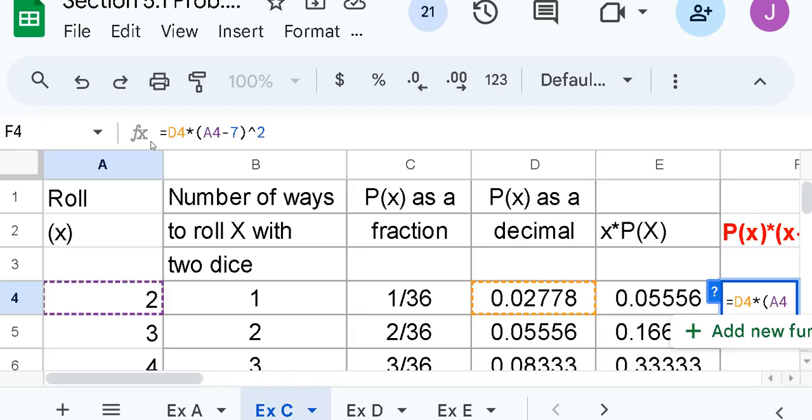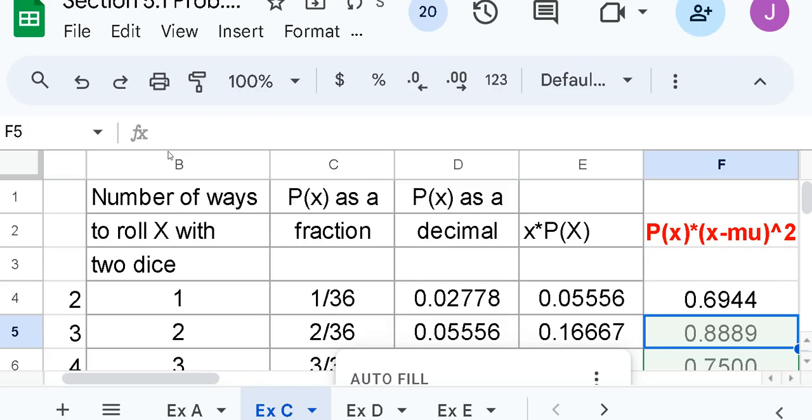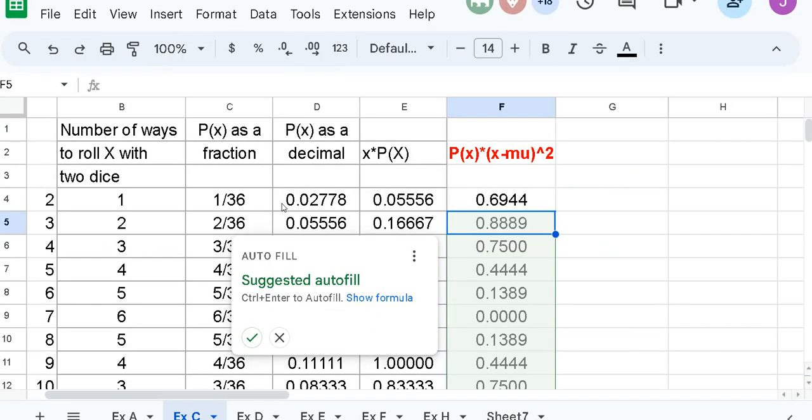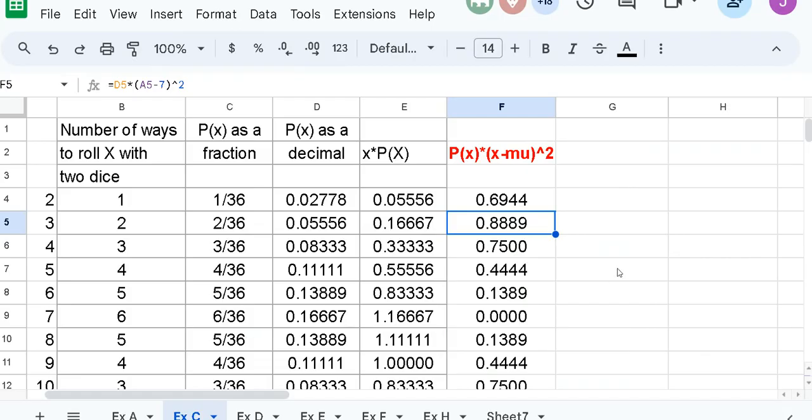D4 times (A4 minus 7) squared. All right, so that gives me 0.6944. Is that what you guys are getting? All right, so I'm going to click, yeah, go ahead, do that for the rest of the formulas.